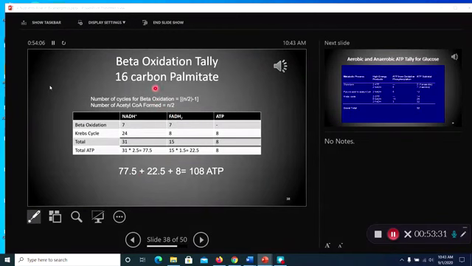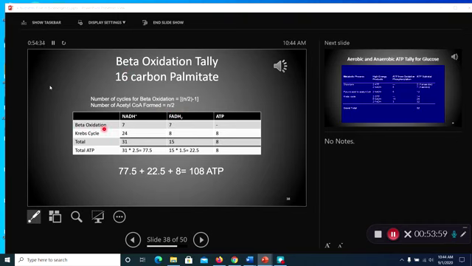And so this is a tally that I use to help describe that. The number of cycles for beta oxidation is equal to N divided by 2, N being the number of carbons, in this case 16, divided by 2, minus 1. So it's 16 divided by 2, which is 8, minus 1, which is 7. The number of acetyl-CoA formed is just N, in this case 16, divided by 2, which is 8.